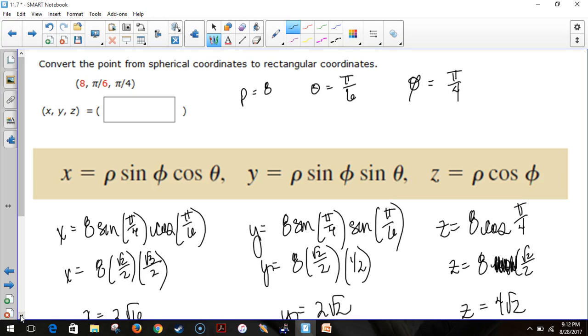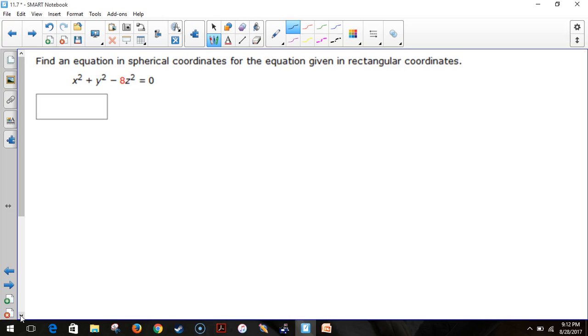Let's start looking at maybe swapping some of our equations. We looked at swapping between rectangular and cylindrical, but we haven't looked at spherical. So I have an equation in rectangular, x squared plus y squared minus 8z squared equal to 0. Now what we want to do is find this over in spherical coordinates. So I want to take out x, y's, and z's, and I want this all written in forms of rho and phis like that.